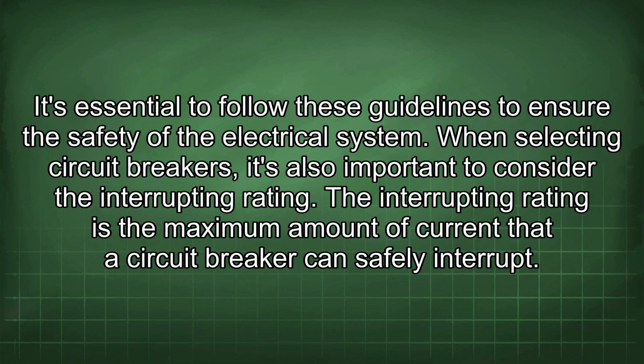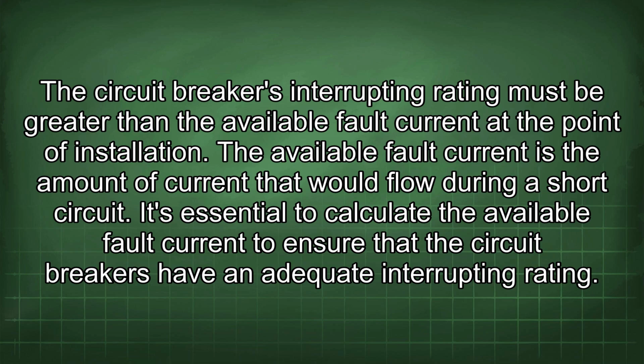When selecting circuit breakers, it's also important to consider the interrupting rating. The interrupting rating is the maximum amount of current that a circuit breaker can safely interrupt. The circuit breaker's interrupting rating must be greater than the available fault current at the point of installation. The available fault current is the amount of current that would flow during a short circuit. It's essential to calculate the available fault current to ensure that the circuit breakers have an adequate interrupting rating.